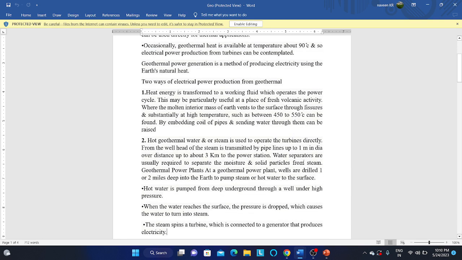And the second way of producing geothermal energy is that hot geothermal water or steam is used to operate the turbines directly from the well. The steam is transmitted by pipelines up to 1 m in diameter, over distances up to 3 km to the power station. Water separators are usually required to separate the moisture and solid particles from the steam. At a geothermal power plant, wells are drilled 1 or 2 miles deep into the earth to pump steam or hot water to the surface.